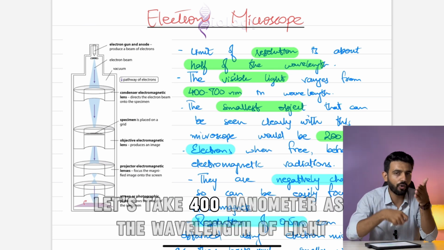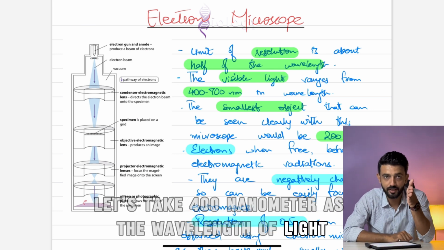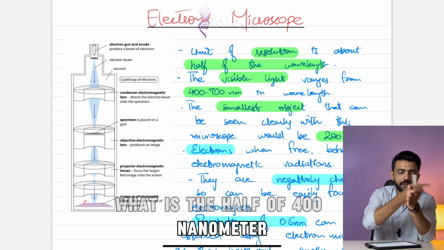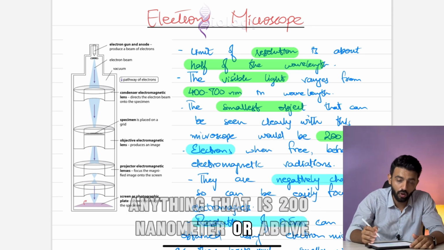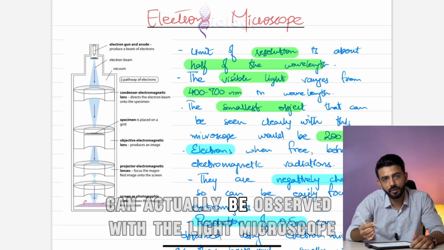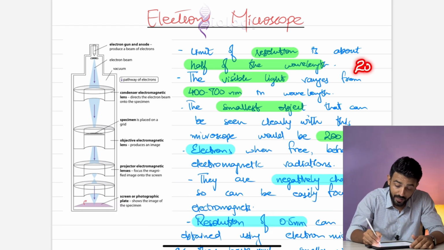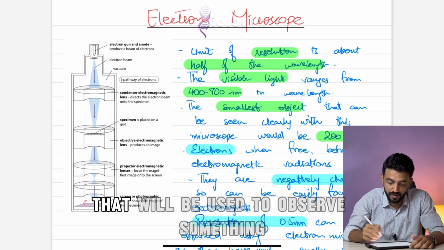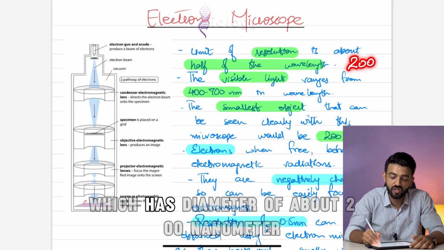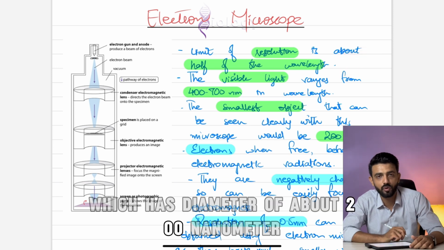So let's take 400 nanometers as the wavelength of light. What is half of 400 nanometers? 200 nanometers. So anything that is 200 nanometers or above can be observed with the light microscope. And those are some of the best refined quality light microscopes that will be used to observe something which has a diameter above 200 nanometers.